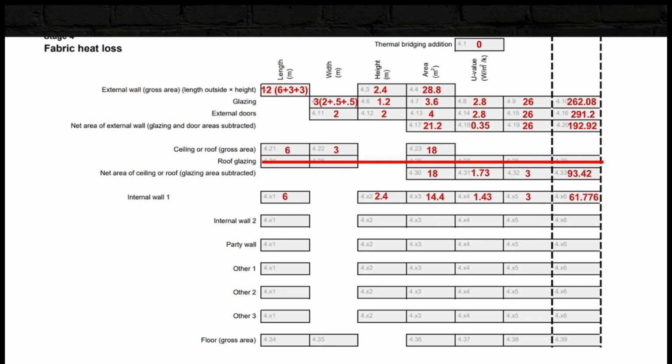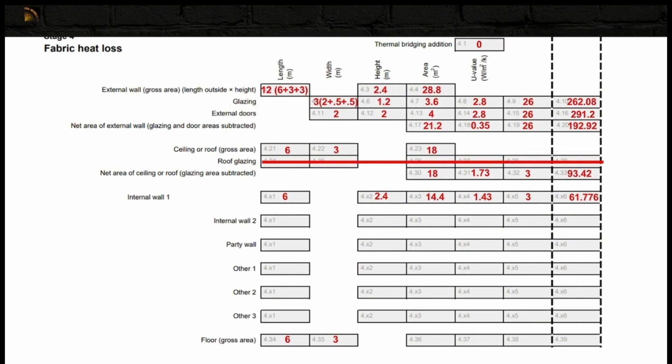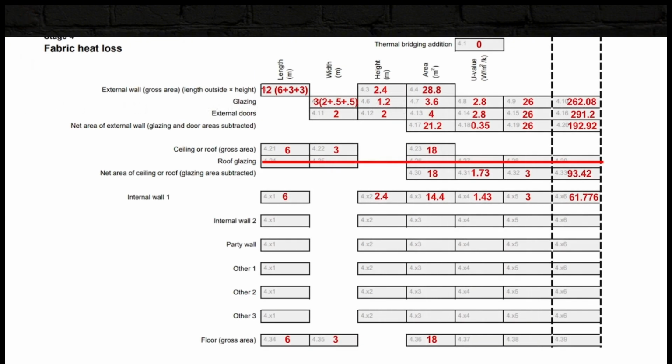All we have left to do now is calculate the heat loss through the floor, because we've done the outside walls, we've done the windows, we've done the ceiling, and we've done the internal wall. It's just the floor that we have left. So right down the bottom, box 4.34. The dimensions, same as the ceiling, 6 meters by 3 meters, which means box 4.36, the square meterage, would be 6 multiplied by the 3, exactly the same as the ceiling, 18 square meters.